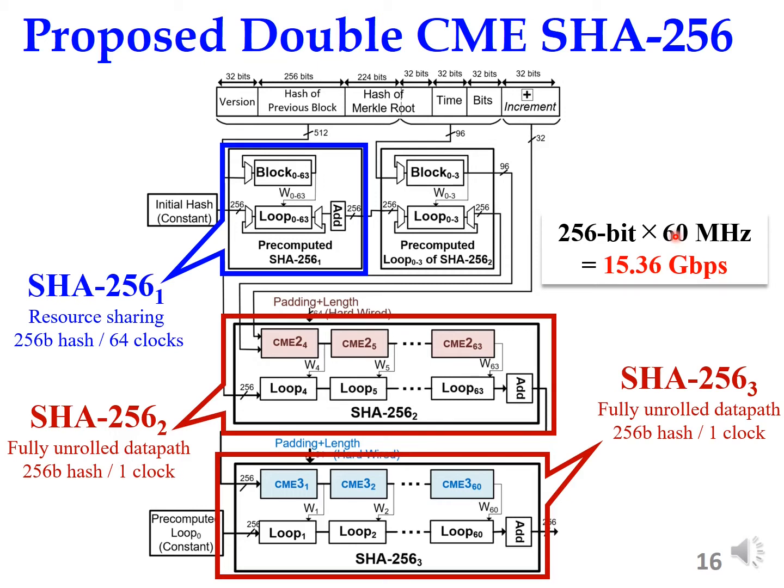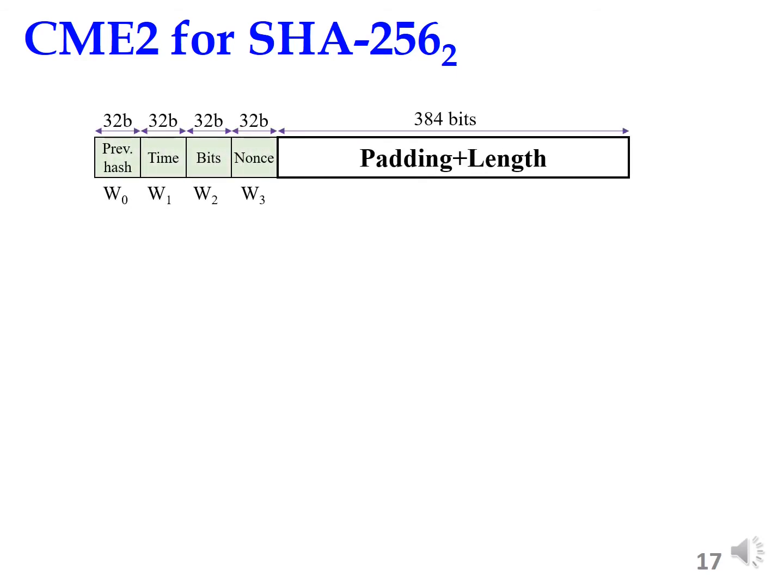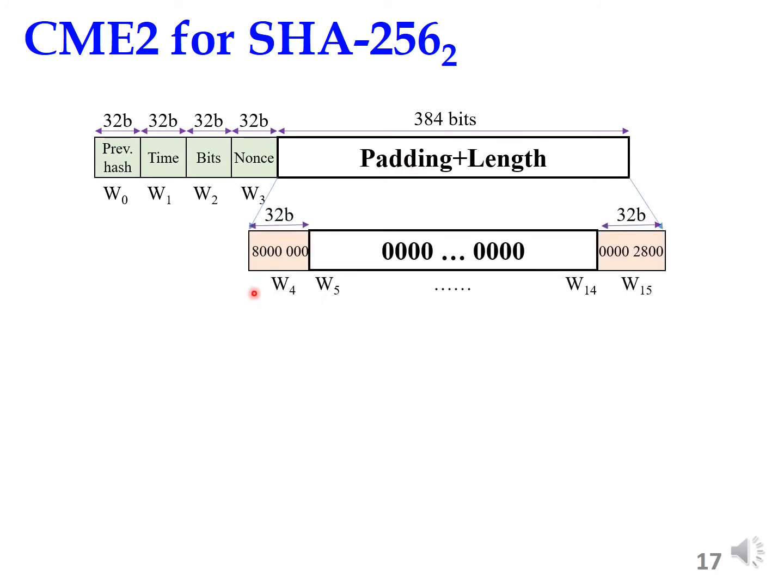To further reduce the hardware cost and power consumption, we propose the Compact Message Expander, or CME, method in SHA block 2 and SHA block 3. Let me explain the Compact Message Expander, or CME, method for SHA block 2. Firstly, let's look at the input data. It includes 32 bits of previous hash, 32 bits of time, 32 bits of the bit target, and 32 bits of nonce, which are equivalent to the values of W0 to W3. The remaining 384 bits of padding and length are equivalent to the values of W4 to W15, in which W4 and W15 are constant. The remainders are 0.